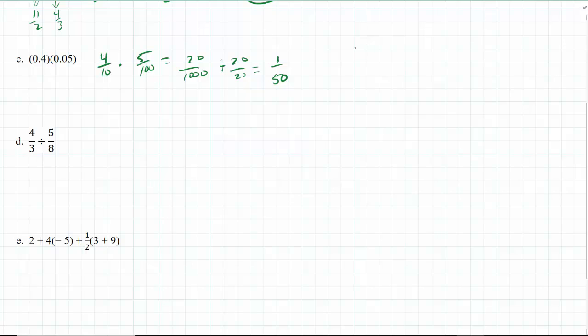If we did the traditional way, let me just write that. Oops, sorry, not divided by, times. 0.4 times 0.500ths. 4 times 5 is 20. I move the decimal 1, 2, 3 places, so we get 0.020, or 20/1000ths, same as 1/50ths.